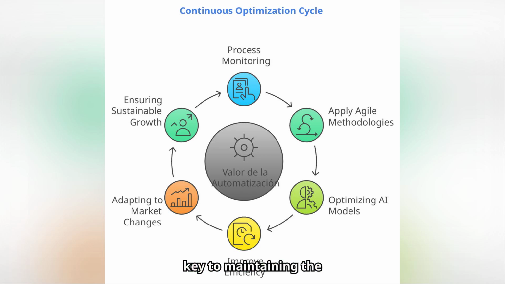Continuous improvement is key to maintaining the efficiency and competitiveness of automated processes. With constant monitoring, agile adjustments, and optimization of AI models, companies can quickly adapt to market changes and ensure sustainable growth.